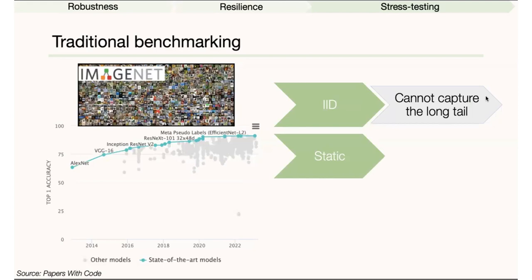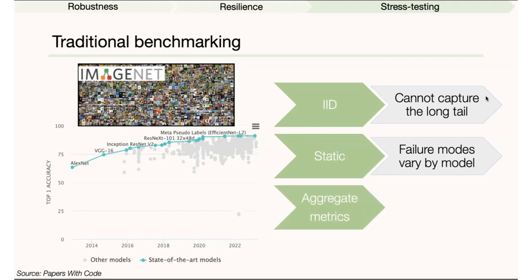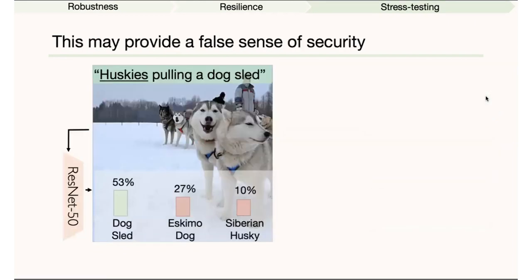Next, these test sets are static. You have a fixed ImageNet test set that doesn't change across different models or even across time. And this is a problem because different models can have different failure modes. Not all models will have the same vulnerabilities. And finally, typically people just look at aggregate metrics, something like top one accuracy, which treats all failures interchangeably, but in practice, there are some failures that are a lot more egregious than others that we need to flag. So we find that this can lead to a false sense of security.